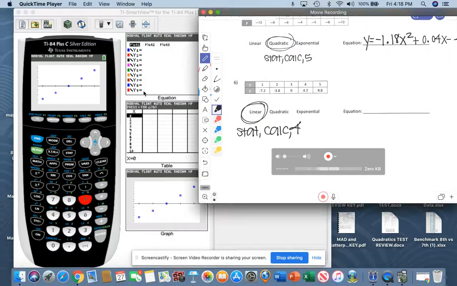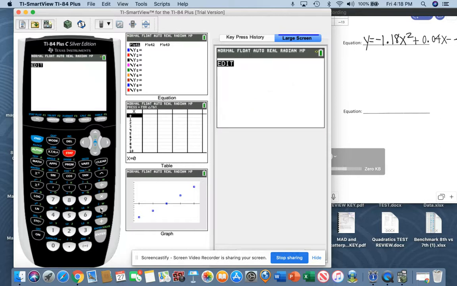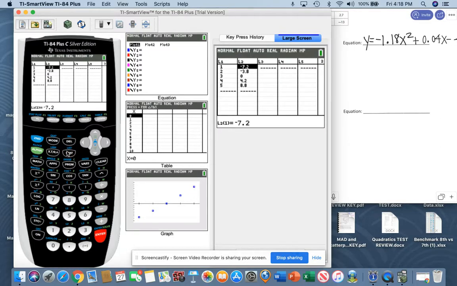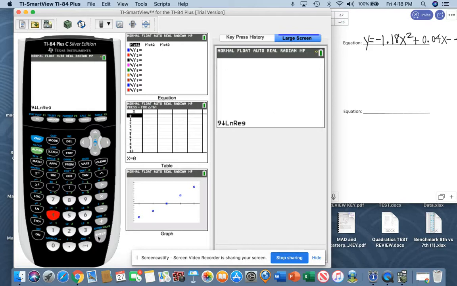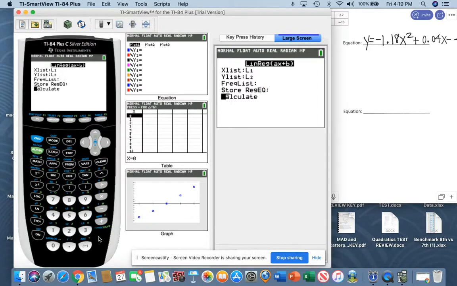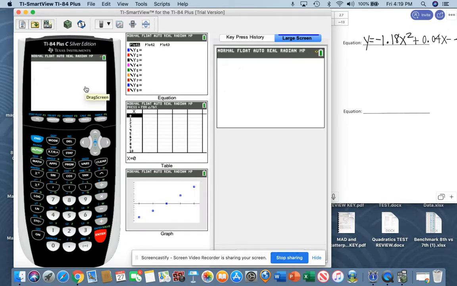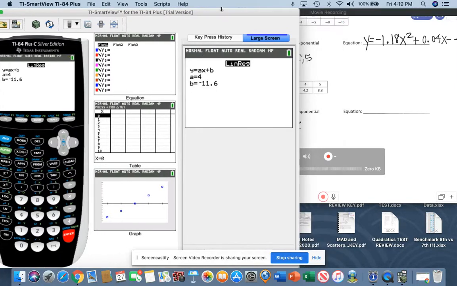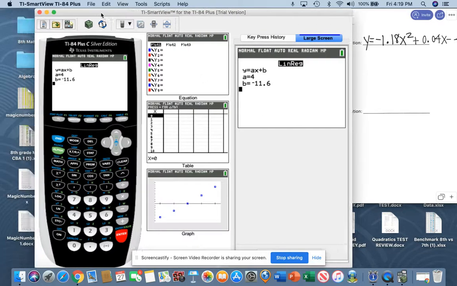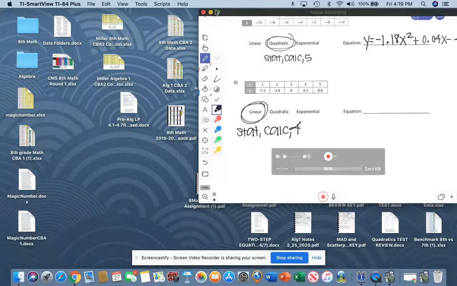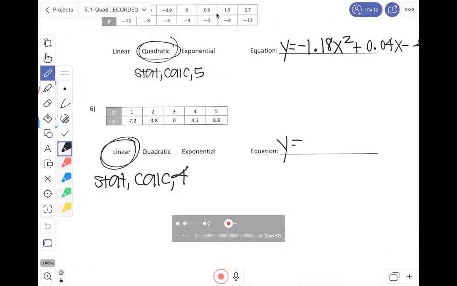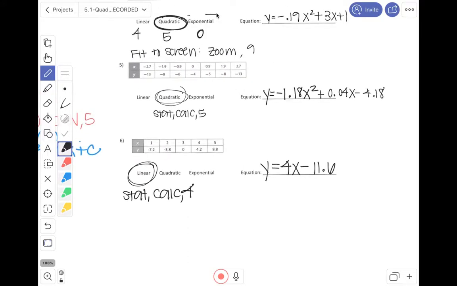So if I go back to my calculator, I have my information already in here. And this time I'm pressing stat over to calc 4. Enter until you can't no more. Y'all should be pros at this. Ta-da! There, whoop, maybe. So my slope is 4, and my y-intercept is negative 11.6. So the equation is y equals 4x minus 11.6. There you go. Again, it's all calculator.